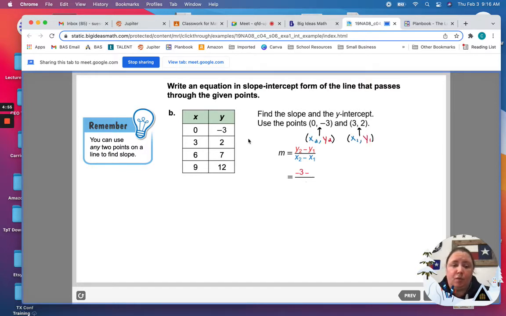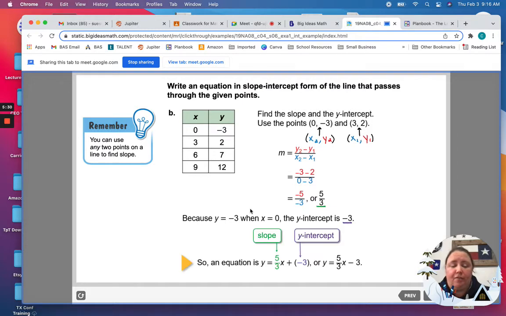So we have negative 3 minus 2 over 0 minus 3. What is negative 3 minus 2? Negative 5. And what is 0 minus 3? Negative 3. Now I have a negative divided by a negative here. So what does that make it? A positive. Excellent. So the slope is 5/3. And we already found our y-intercept was negative 3. So I can write this as y equals 5/3 x minus 3.